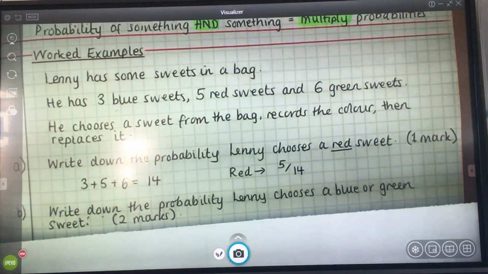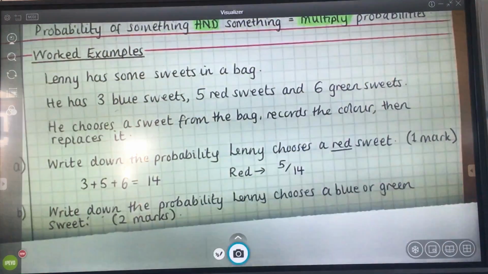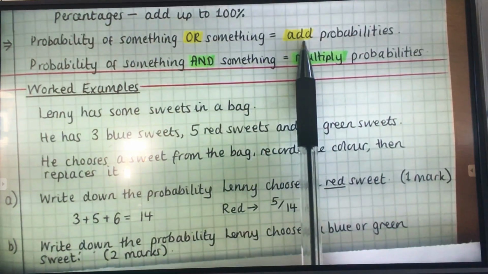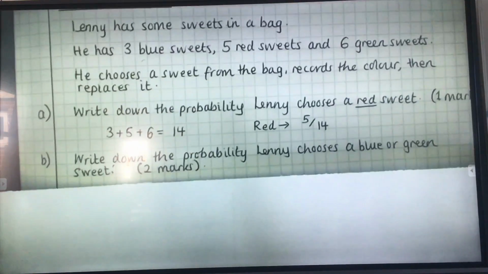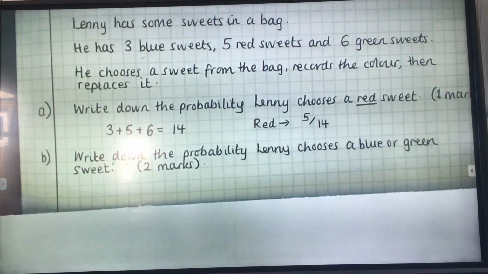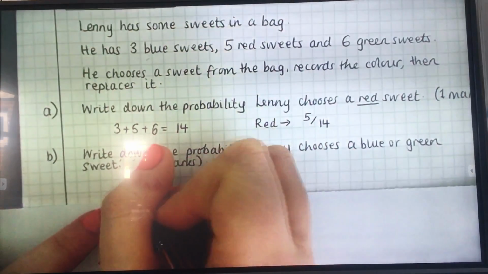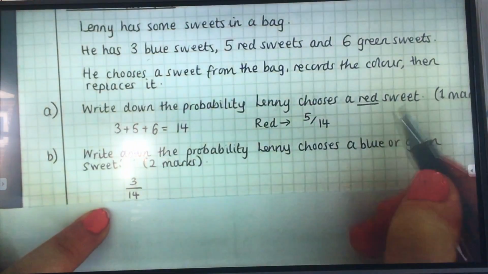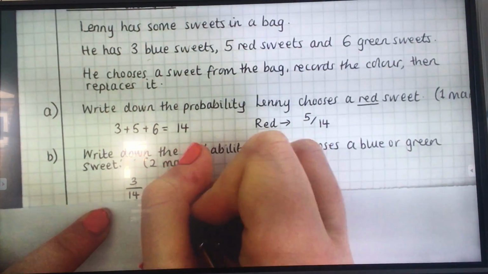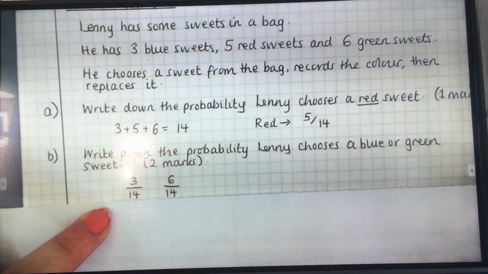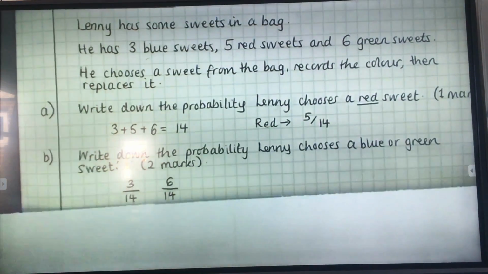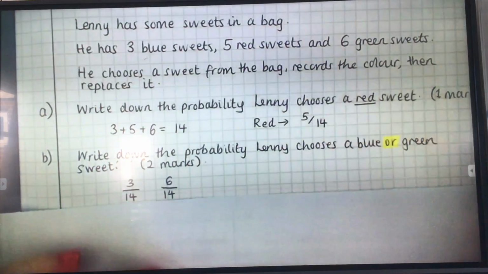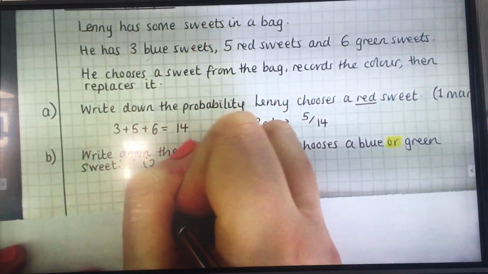So a blue or green sweet. Now, as we wrote down in our key points, for or you have to add the probabilities. So if we look at blue or green, for blue, there are 3 out of 14, and there are 6 out of 14 green. Because it says a blue or a green sweet, we use our or rule, which means that we add these probabilities.